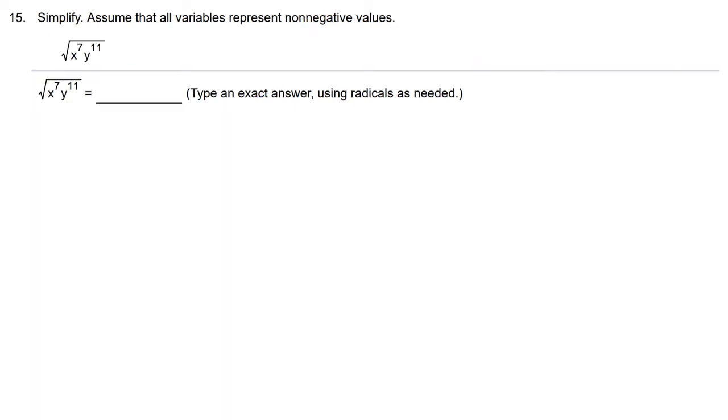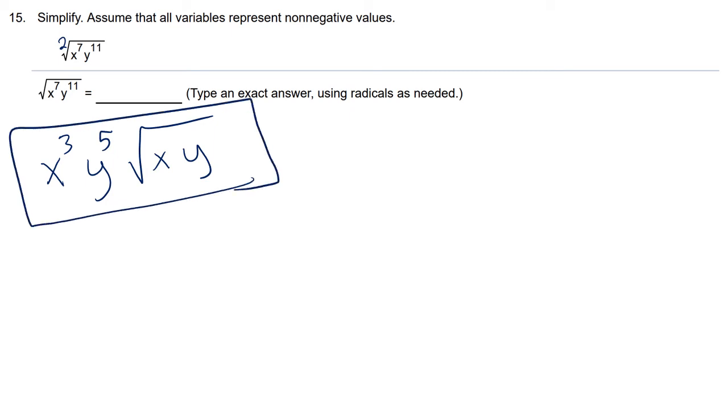Number 15, simplify, assuming that all the variables represent non-negative values. Now, this, again, we can look at it one piece at a time. So first, I'm going to remember that this is a square root, so I'm going to have an index of 2. And then I'm just going to say how many sets of 2 go into the 7, and how many sets of 2 go into the 11. And that means I'm going to have 3 sets of 2, so x cubed. And I'm going to have 5 sets of y. But the catch is both of those had remainders. So I'm going to have 1 left over for each of them. And so that is my answer.